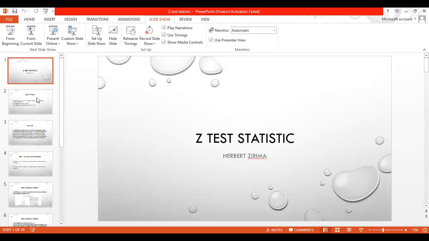We are going to look at the Z-test statistic. The Z-test statistic is one of the parametric test statistics that we use in hypothesis testing. Okay, so I'll start off by looking at the assumptions of the test.